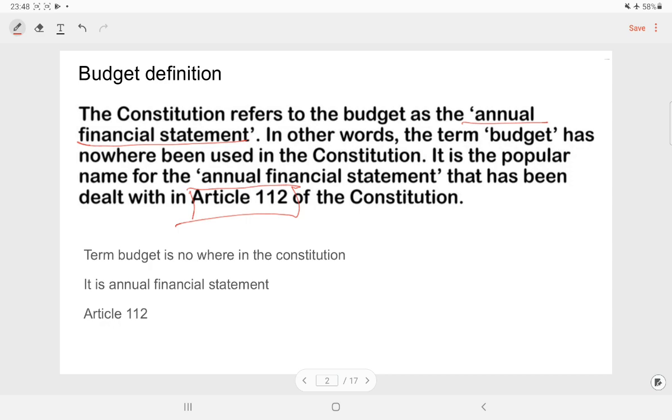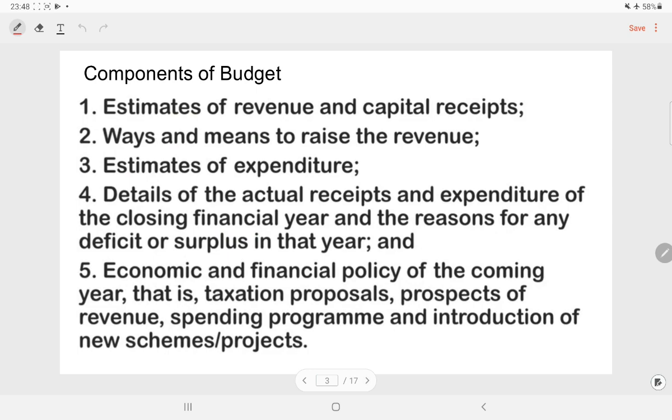Suppose they can ask, in a multiple choice A and B type question, whether the word budget is mentioned in the Constitution or not. If we see the previous year prelim questions, there were questions on whether a particular word is there or not. So budget is not there in the Constitution, it is an annual financial statement covered under Article 112. Moving on with the components of the budget.